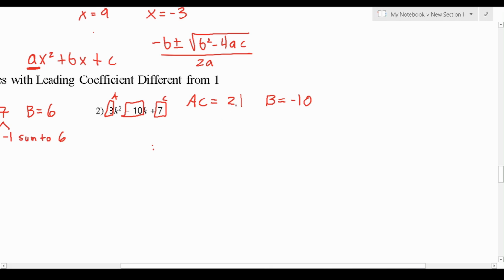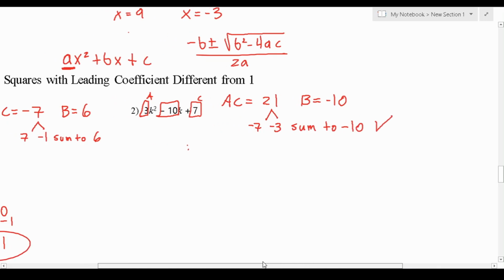Then it says find two factors of a and c that add up to b. So again, we're looking for two factors of 21 that add up to -10. What about -7 and -3? Again, -7 times -3 is +21. And these do, in fact, sum to -10. Again, -3 plus -7 is, in fact, -10. So these are the two factors we're going to use to rewrite this equation.